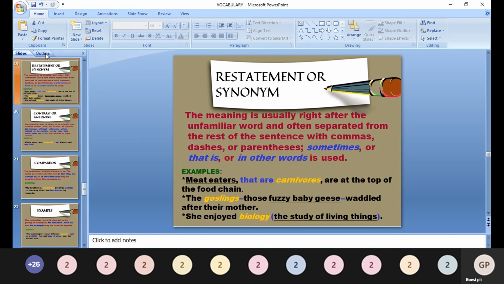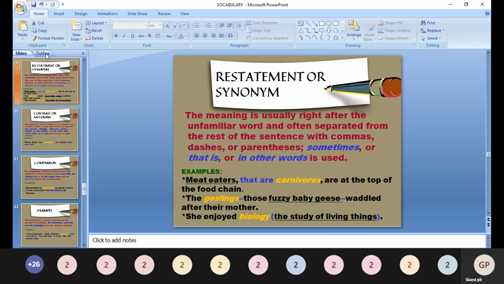Next, restatement or synonym. The meaning is usually right after the unfamiliar word. Sometimes when you read carefully, a comma will be placed and the meaning will be immediately after the unfamiliar word. They'll give you an explanation of the word, often separated from the rest of the sentence with commas, dashes, or parentheses, and sometimes "or", "that is", or "in other words" is used. These are words you must look for. When you see them, you must understand that the meaning is yet to follow.